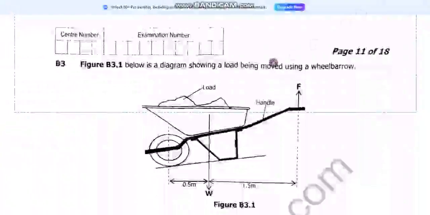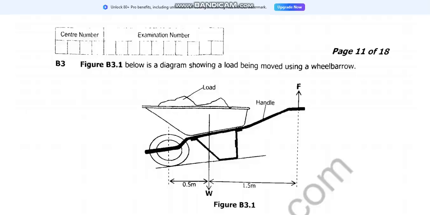Okay, so guys, after passing through the video, I realized I made a mistake on question B3, which is this one right here. So let's see how it was supposed to be solved.